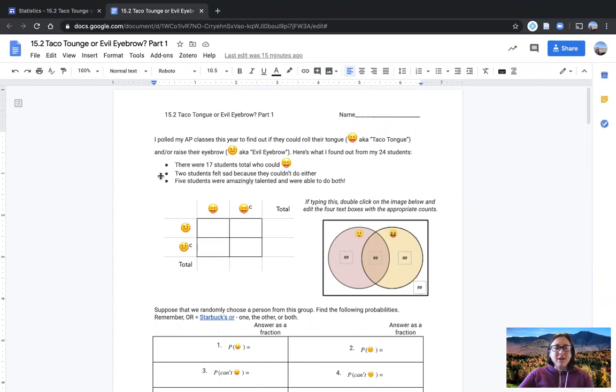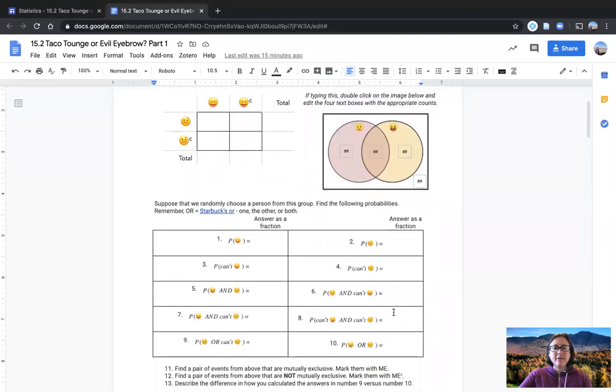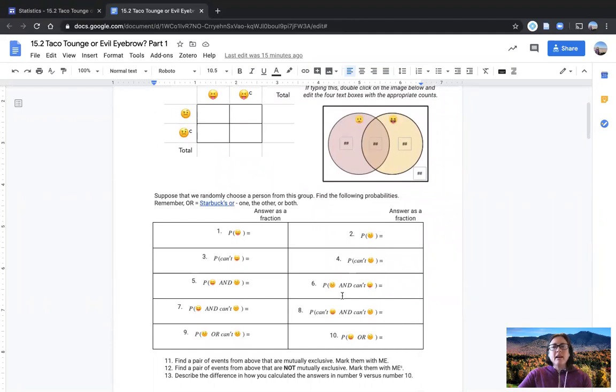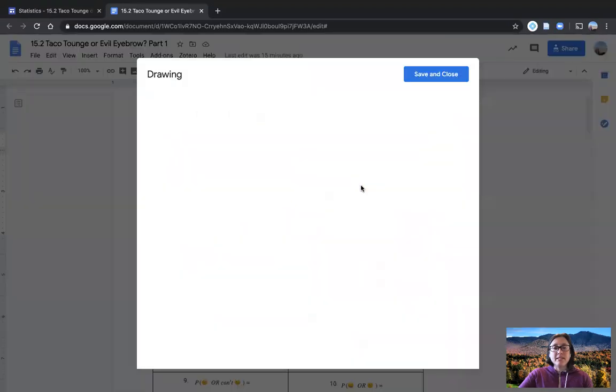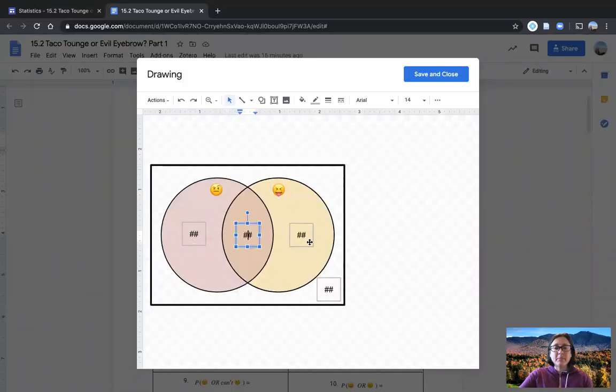With this, we did this in my AP Stats class earlier in the year, and we figured out whether or not they could roll their tongues, taco tongue, or if they could raise their eyebrow, aka evil eyebrow. And then we figured out who could do both, who could do none. And in your example, you're going to use all 24 of my AP Stat students, and I broke down the numbers here. So you can use the numbers to fill in the table, fill in the Venn diagram, and then calculate some probabilities. A side note, if you are typing it up, this image, you can double click on it and you can edit the text boxes here and fill in the numbers instead of having to draw it out.